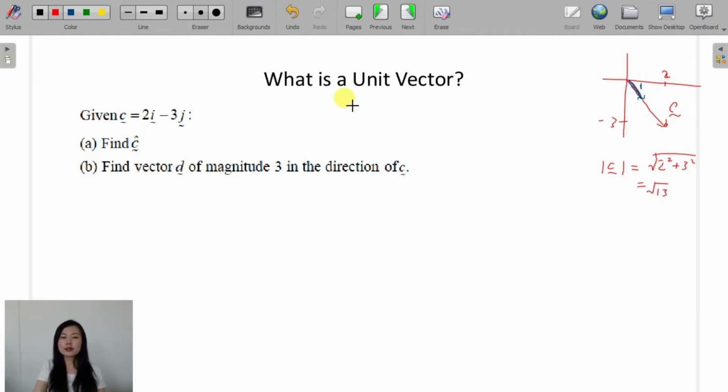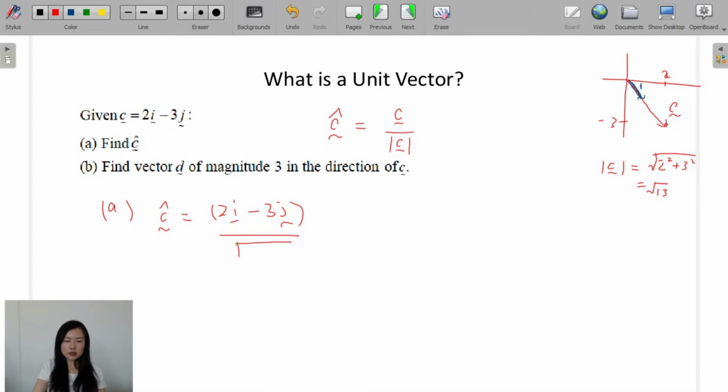So how do you calculate a unit vector? The unit vector, the vector with a little hat on top, is you take the vector and just divide it by the magnitude. That's it. So in part A, how we calculate that is the vector over the magnitude. And that's it. I think I'll leave it not rationalized.